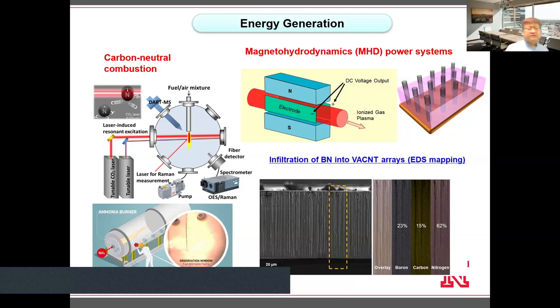You can just burn a flame and use a magnetic field to extract electrons and ions, and then you can generate electricity. It's a very simple method, but we need materials which can stand high temperature and high corrosivity, yet are thermally and electrically conductive. We call this electrode material. We have generated a carbon nanotube matrix composite material for this kind of application.